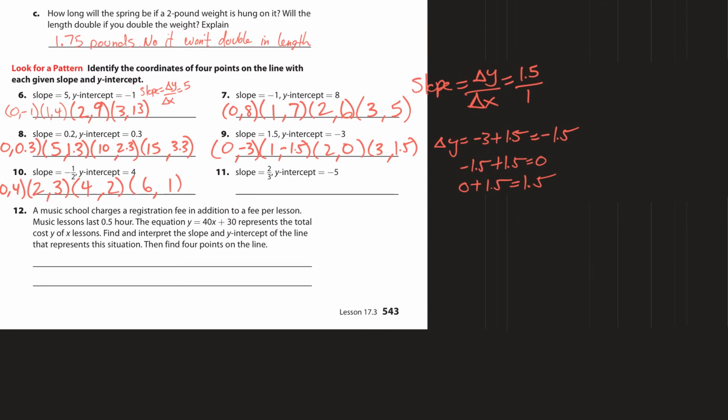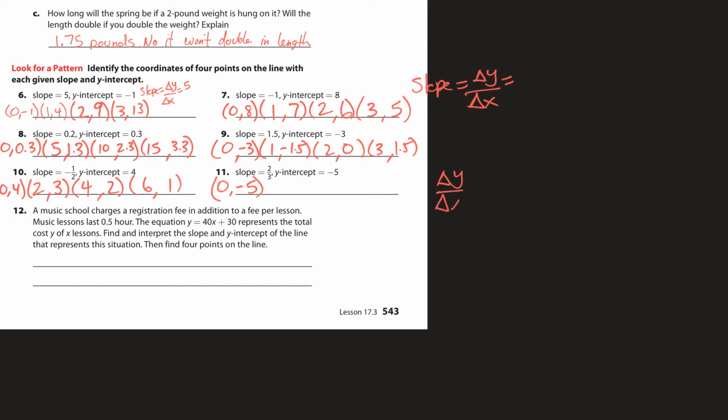This one, 11. We have a new problem. And so the first point is going to be 0, negative 5 after looking at this here. Okay, and then I'm going to go up 2 and to the right 3. So the change in y is 2. I'm going to go quicker with it. The change in y over the change in x is 2 and 3.